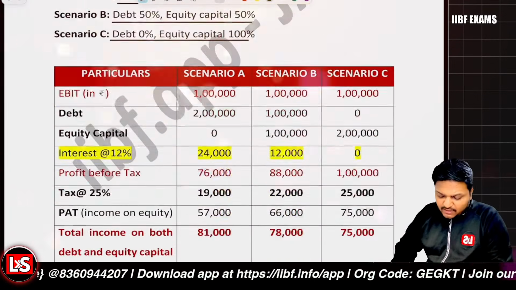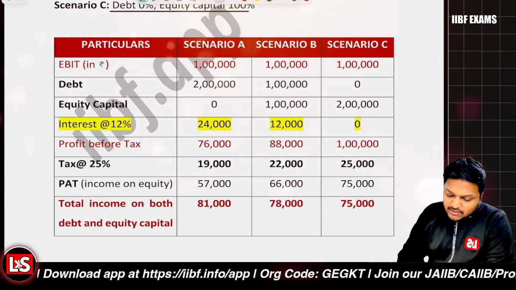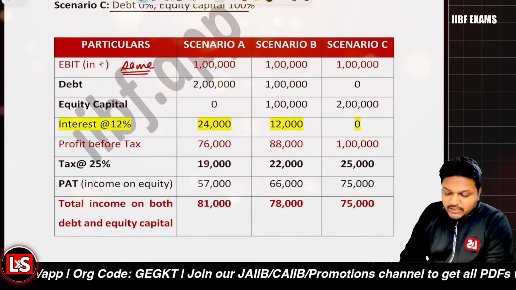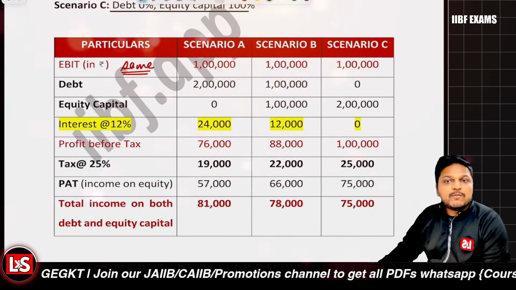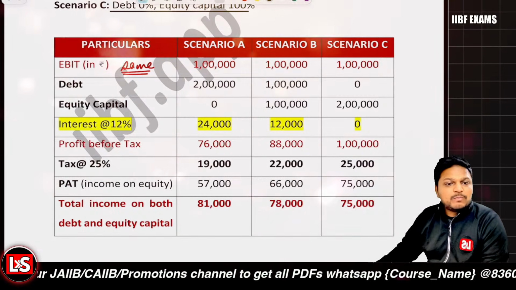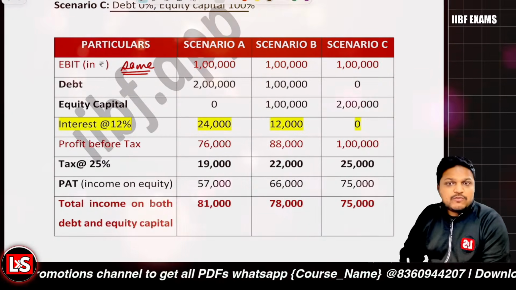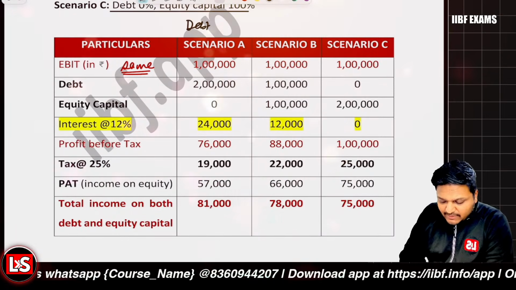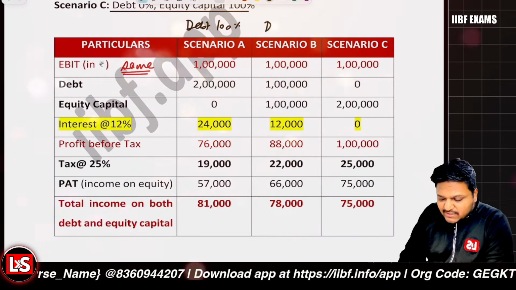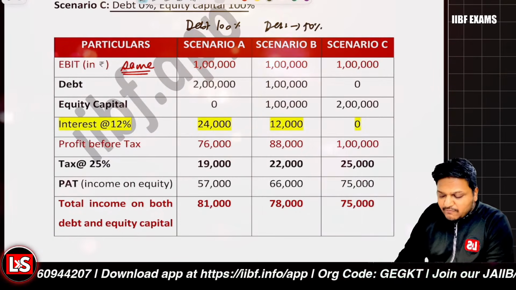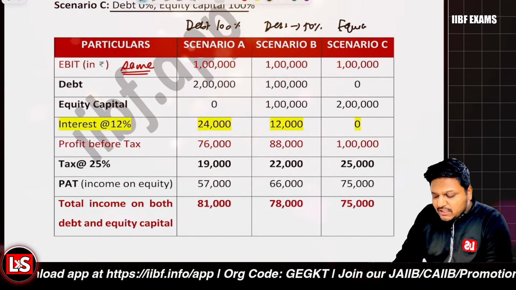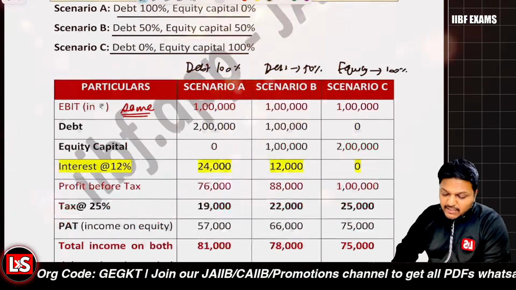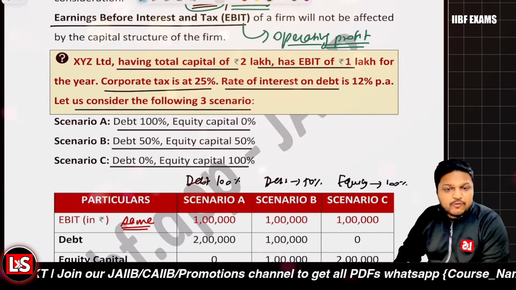Now let's have a look at the different scenarios. EBIT is the same, rupees 1 lakh, purely reflecting the amount generated from the core business activity in each and every case. In the first scenario, we have debt at 100%. In the second scenario, debt at 50% and equity at 50%. And in the third scenario, equity at 100% and zero debt. Also it is mentioned that the total capital of rupees 2 lakh is there.